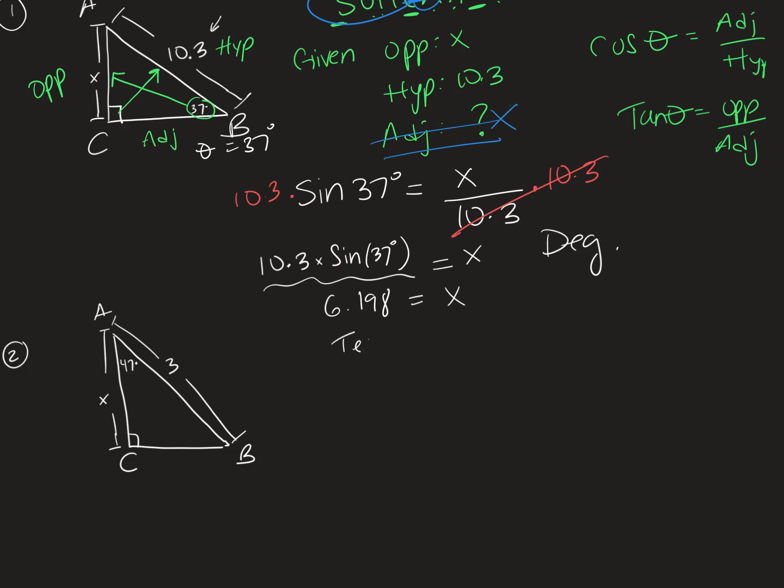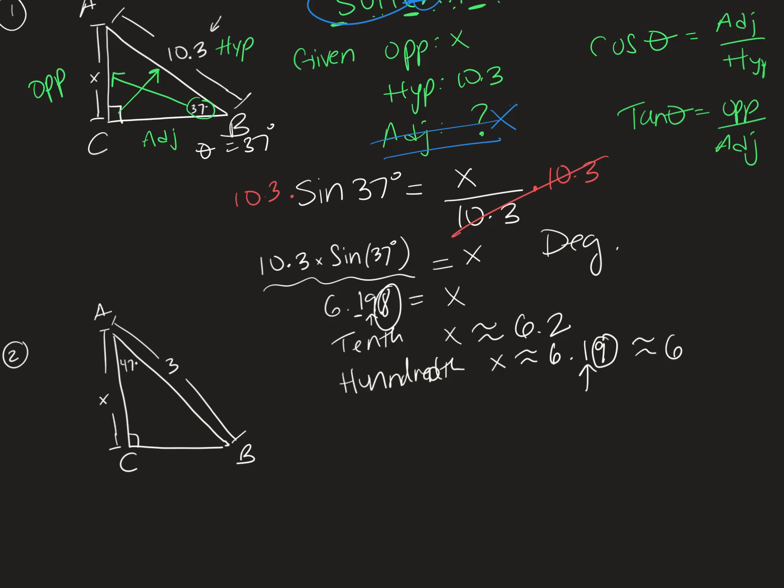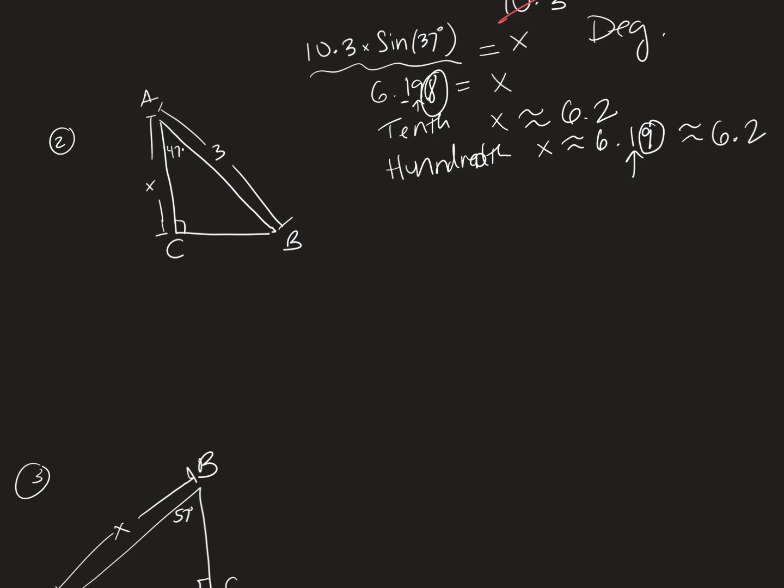So if we round to the nearest tenth, the answer would be 6.2 because we look at the 9, so the 1 turns into a 2. If we're rounding to the nearest hundredth, x would equal 6.19. We look at the 8. The 8's going to make the 9 go up, but 9 can't go up anymore. So then the 1's going to go up again as well. 6.2. Okay, now let's go to the next one.